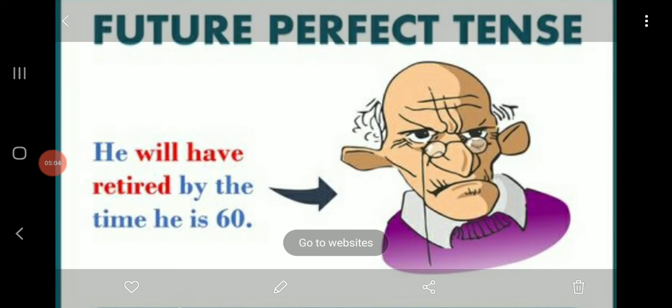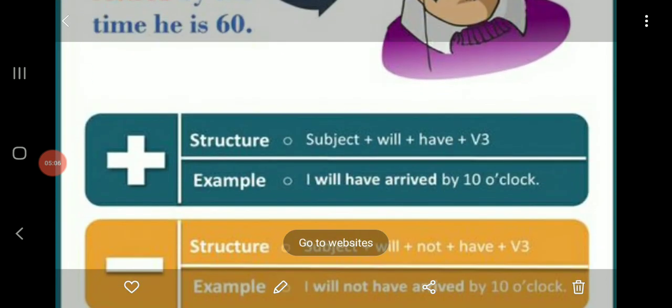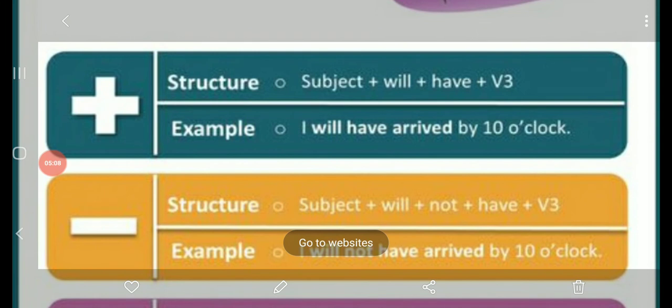Examples में will have देखिए is used as a helping verb. If you talk about affirmatives, you can see in green: subject plus will have plus verb third form plus object. And if you talk about the examples, already it is mentioned out there. Like I will have arrived by 10 o'clock. So I will have arrived.